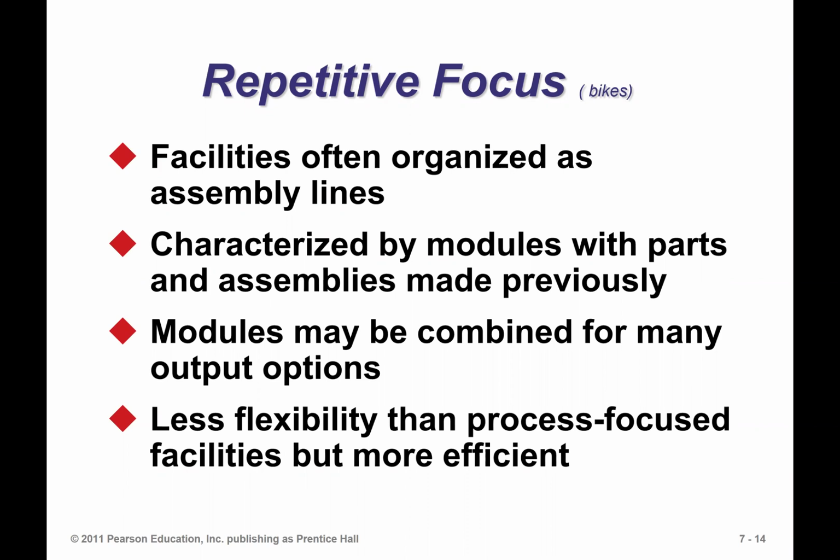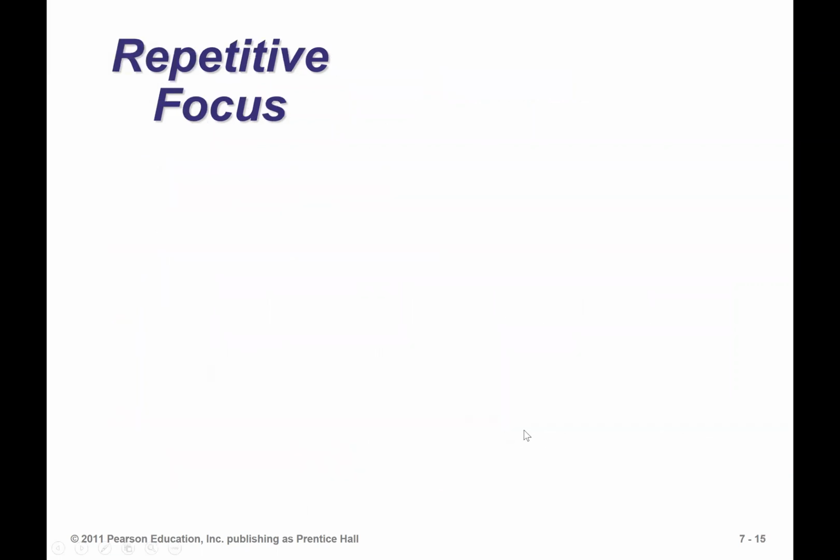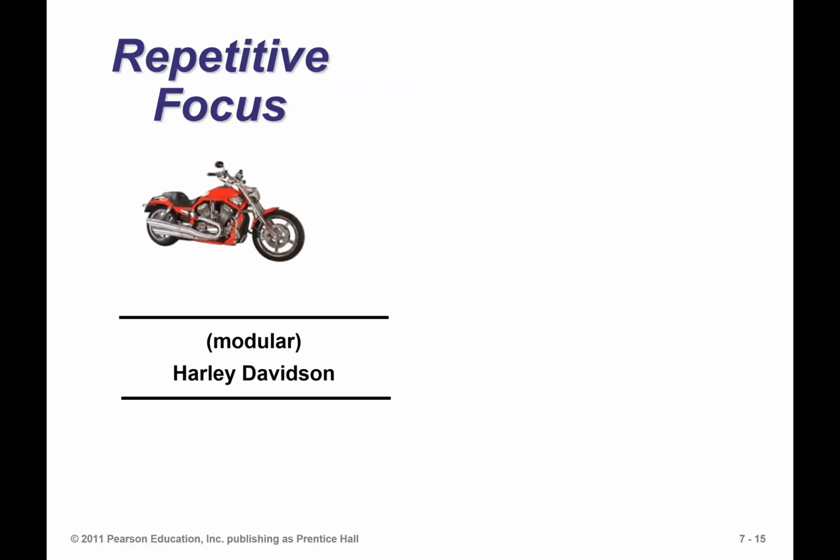Because you can have your Honda Prelude, your Honda Stream, different Hondas. But if you notice, most of them will have the same type of engine, same type of transmission. It's just the body that's a little different. So it's the same repetitive focus that goes into assembling them with minor changes. So it's less flexibility than the process focus facility, but it's more efficient. More efficient because you're basically running almost like an assembly line.